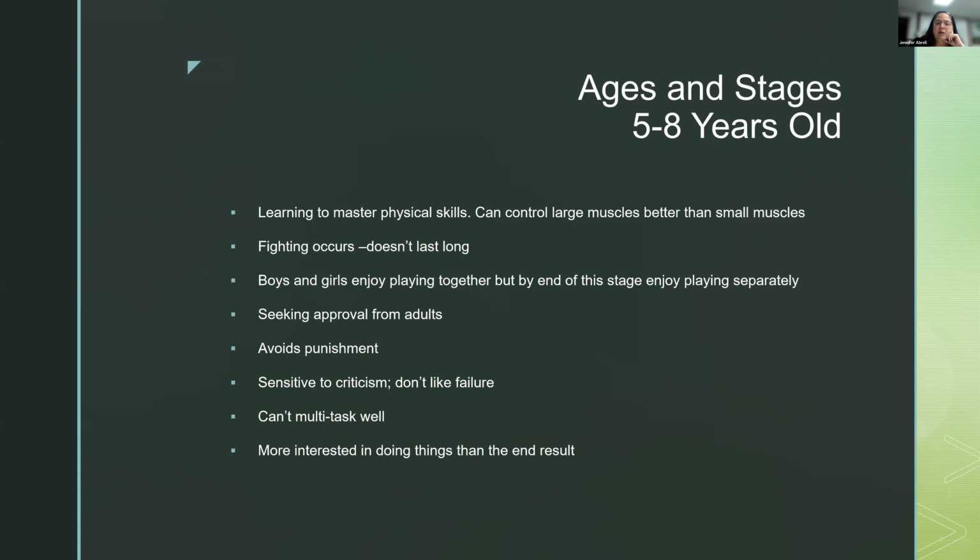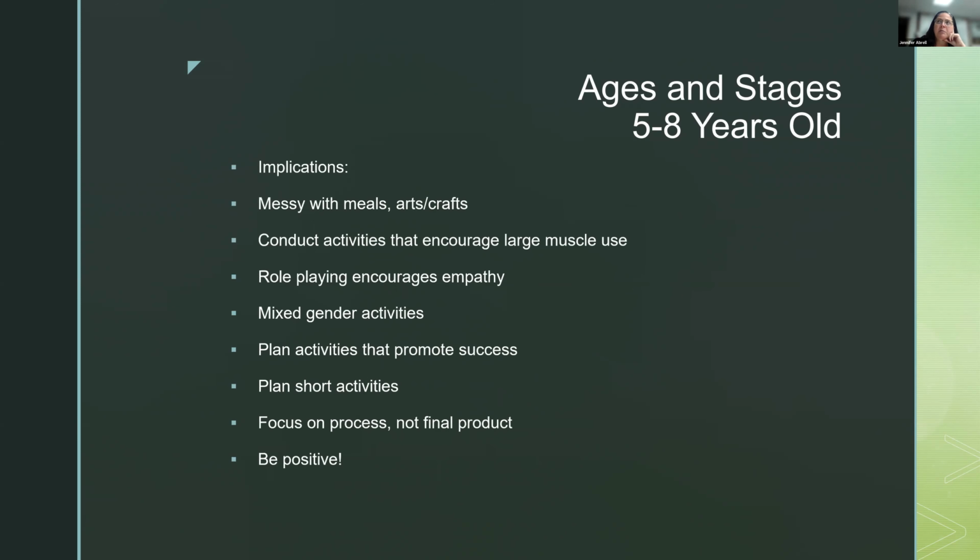So you can see there some of the other characteristics, and what are the implications of that? The biggest things are, it's going to get messy with kids this age. So we want to make sure that when we're doing activities or crafts or food things, that we're okay with that, and maybe even do things that encourage that, some fun stuff. Edible engineering is a great activity for these kids, because they can put it together and make it all messy, and then they can eat it if they want, right?